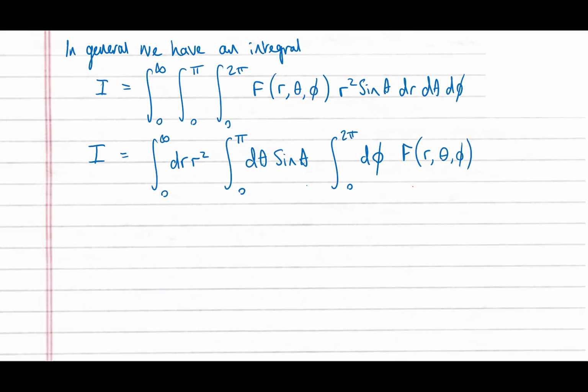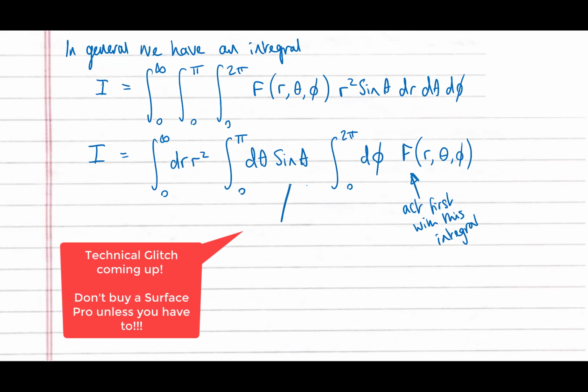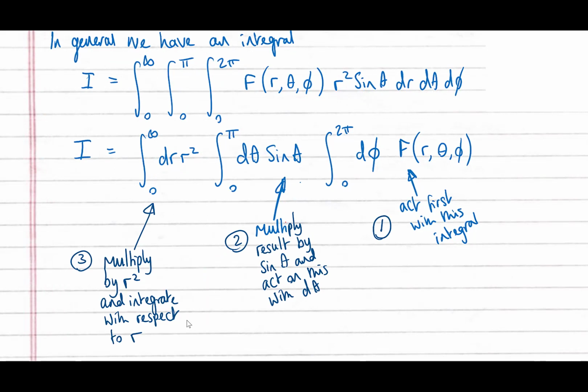Okay, so we're going to act first with this integral. So this is similar to what we saw with operators. What we're then going to do is multiply the result by sine theta, and then act on that with the integral d theta. And then the third thing we're going to do is multiply the result of this by the r squared term in here and integrate that with respect to r. So we're going to do these in sequence, and we're going to see how this works out.